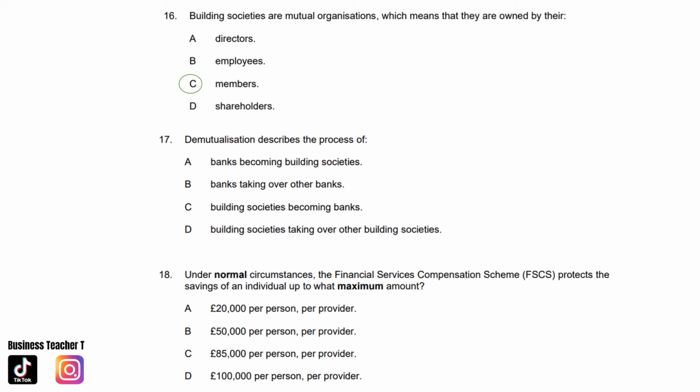Question 17. Demutualisation describes the process of A, banks becoming building societies, B. Banks taking over other banks. C. Building societies becoming banks. Or D. Building societies taking over other building societies.